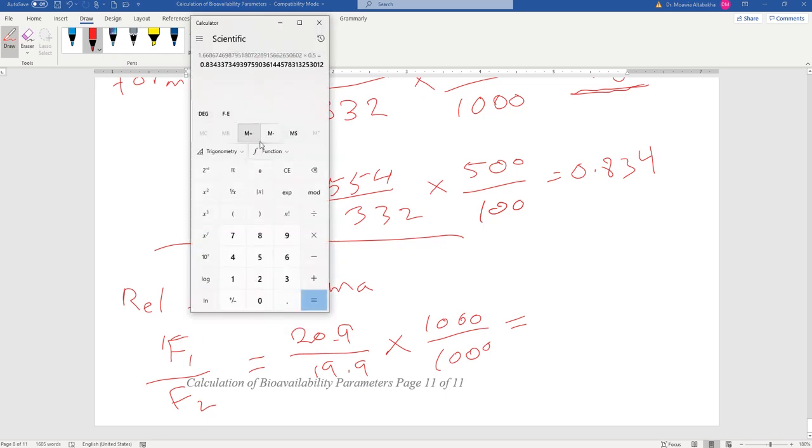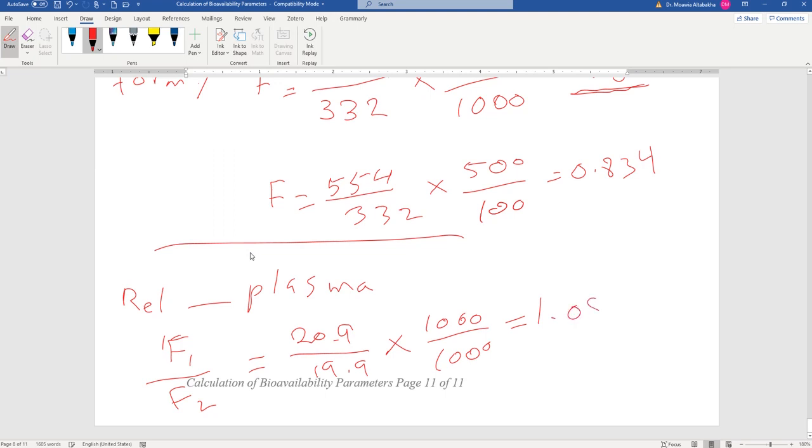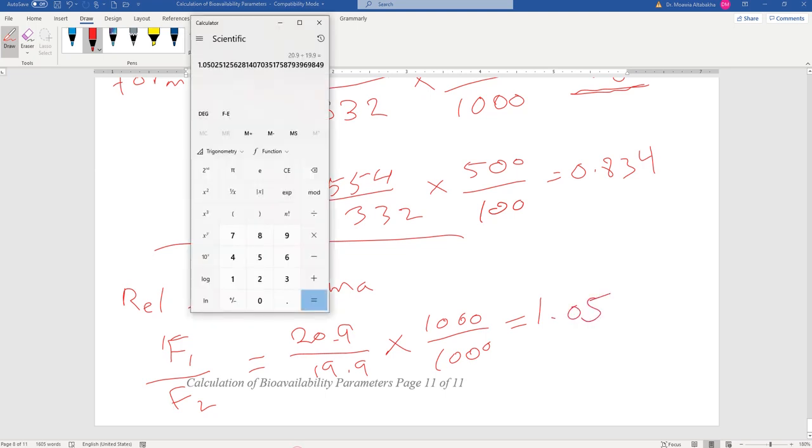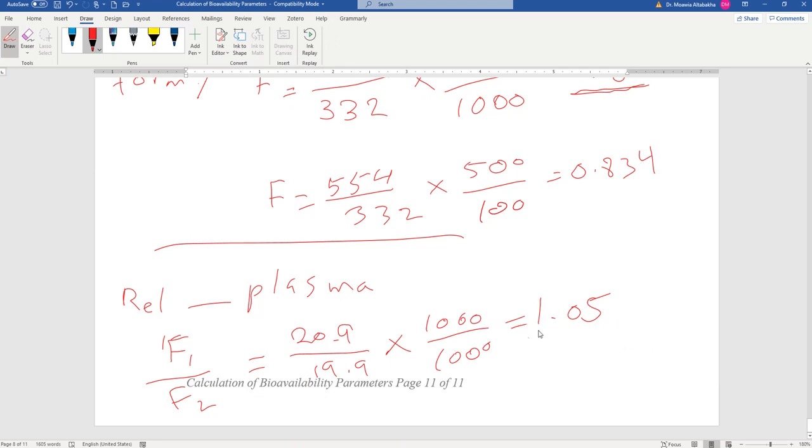And the answer will be, look at the answer: 20.9 divided by 19.9 is 1.05. See what answer we have. It is more than 1. So this is definitely relative bioavailability. Now someone might ask, can I do F2 over F1? Yes. Usually what you have in the denominator is the reference, and your test will be in the numerator.